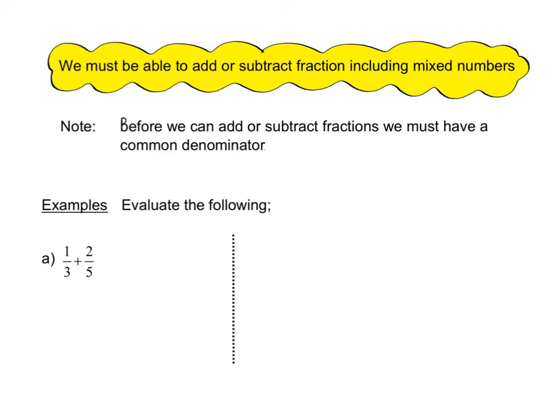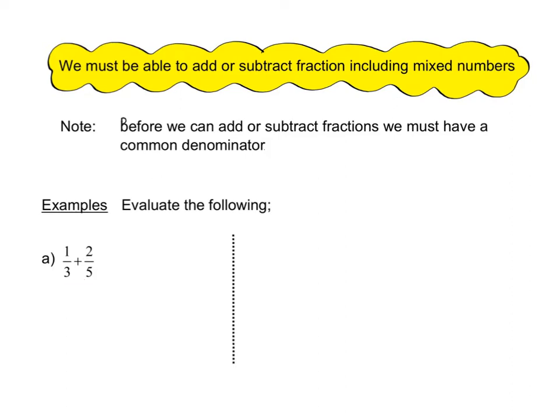Before we can add or subtract fractions, the most important thing is we have a common denominator. This means the numbers at the bottom of the fractions, for me to add these two fractions together, these two numbers at the bottom must be the same as each other. Now in this case, 3 and 5, there's not a common denominator here, these numbers aren't the same. So what we need to do is find the lowest common multiple of 3 and 5.